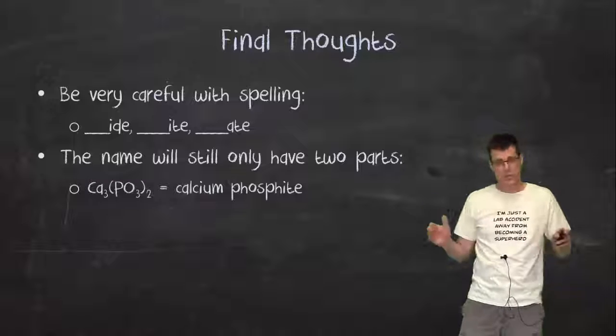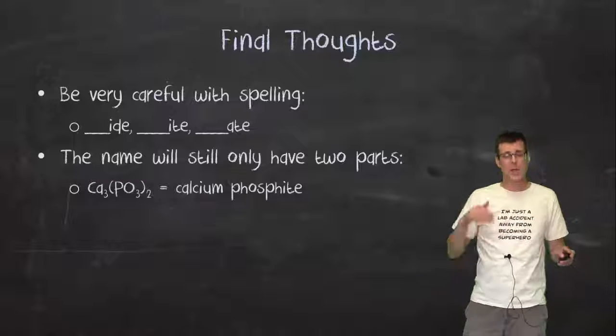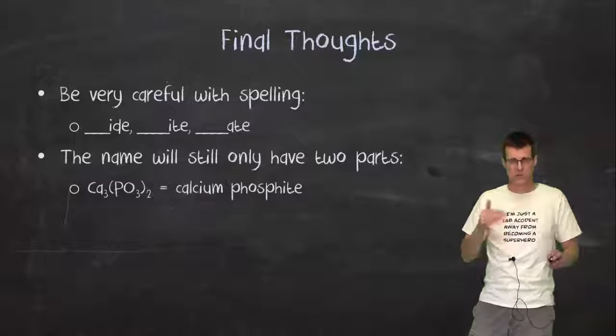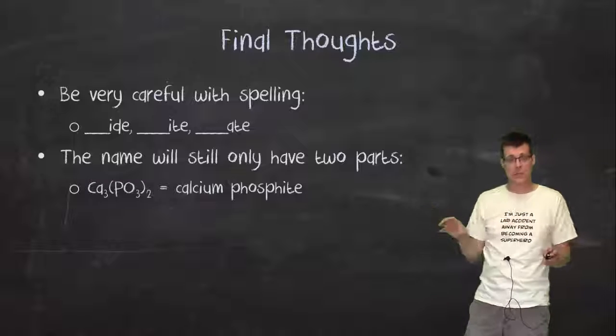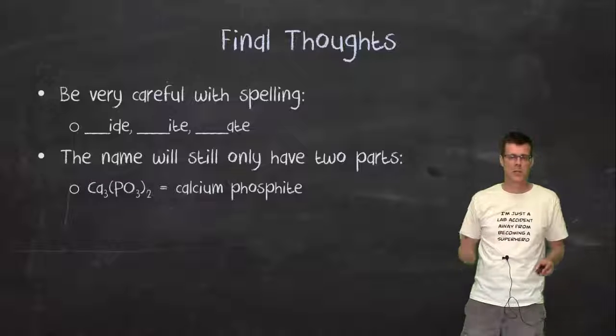So in this example here, I've got a lot of atoms. I've got 3 different kinds of atoms, but I still have a 2-part name. So resist the urge to start identifying the oxygen as a thing. We'll talk in class. Hope this helped.